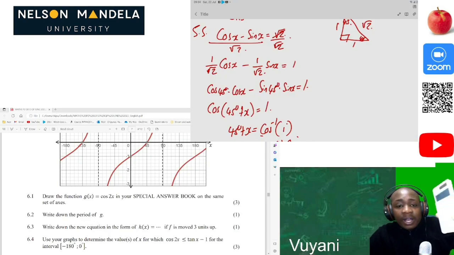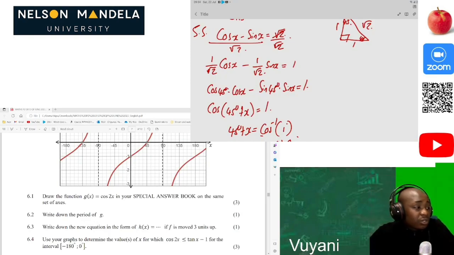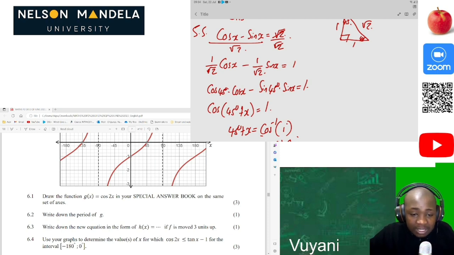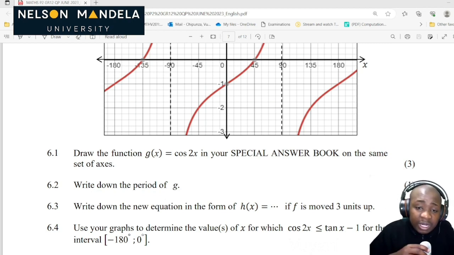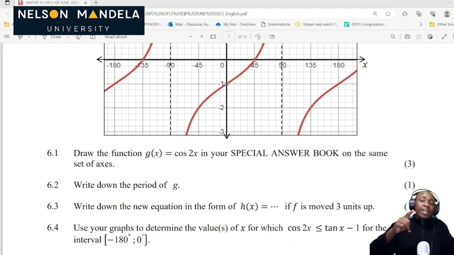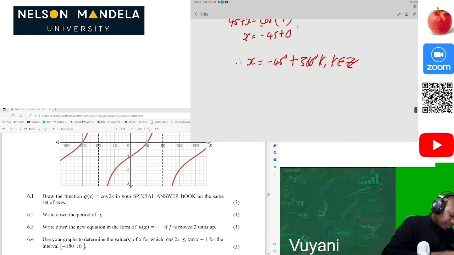Then here we are. So here are your coordinates which you're supposed to draw. When it's negative 180, it's 1. When it's negative 135, it's 0. Then you just draw your graph just like that. So drawing the graph won't be hard. Write down the period of g. What will be the period of g there? Of course, for the period of g of x, we can see that it's starting from negative 180 to 180. So in other words, the period of g in that question will be equal to 180. Okay, let's just write question 6.